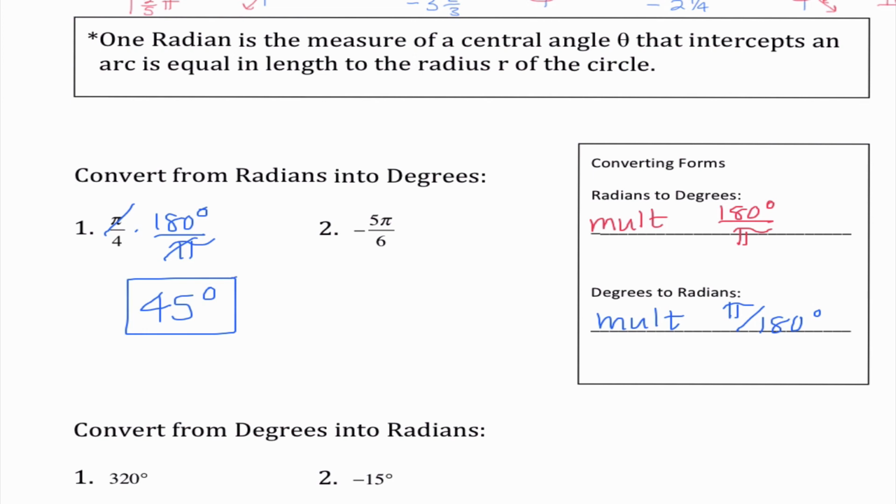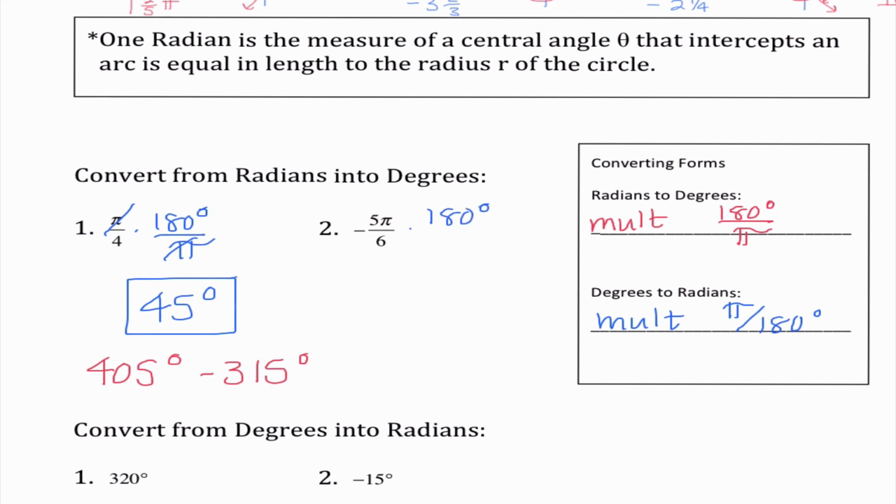To take this a step further, if I had to write a coterminal angle, I could add 360 and I would get 405 degrees. I could subtract 360 and I would get -315 degrees. We could add another multiple of 360 or -360. I just want to stress that all three of these are actually representing the same angle. They are coterminal angles.